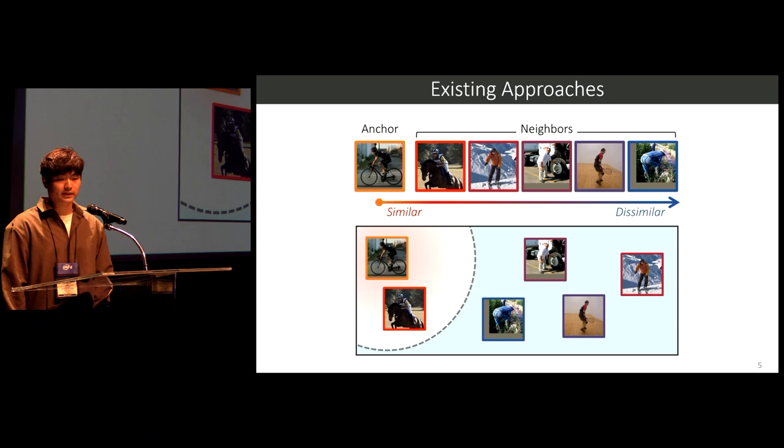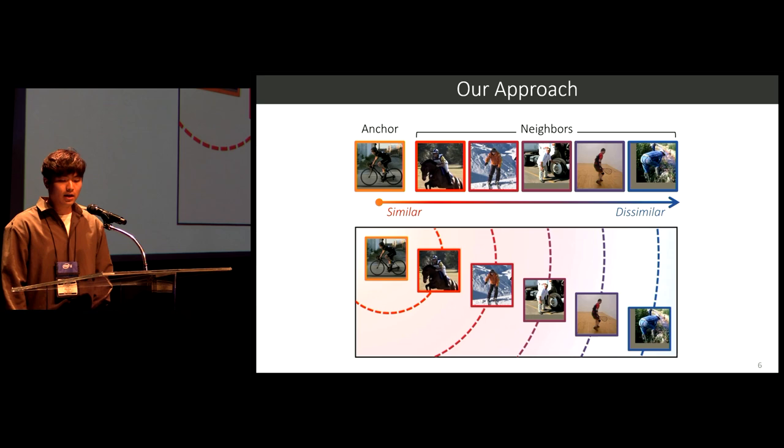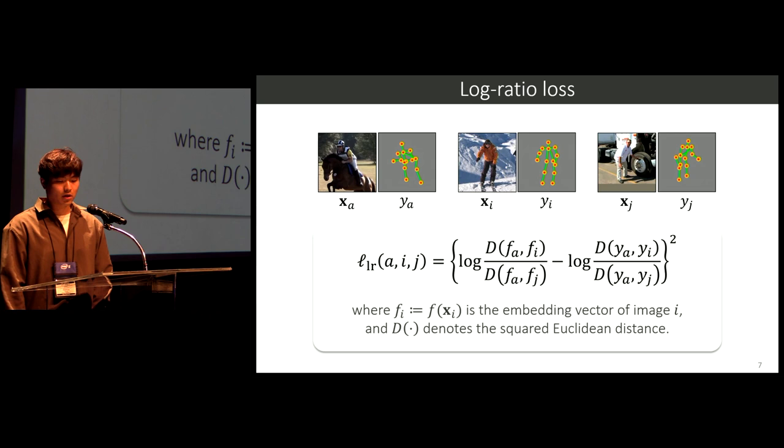Instead, we propose a new approach which considers degrees of similarities as well as their order to learn richer similarity information between images. So how do we do that? First, we design a novel triplet loss called log ratio loss that aims to preserve the ratio of label distance in the embedding space. By approximating the distance ratio instead of the distances themselves, the proposed loss can learn the embedding space more flexibly regardless of the scale of the labels. Ideally, the distance between two images in the learned metric space will be proportional to their distance in the label space.